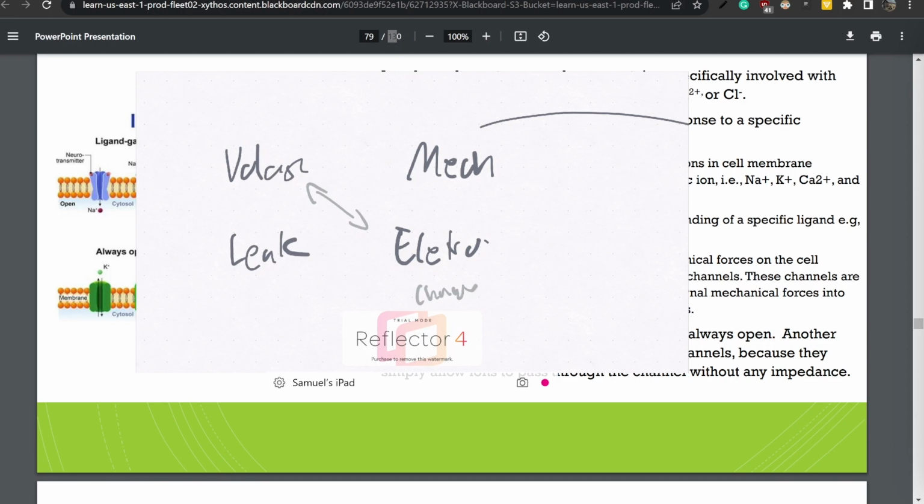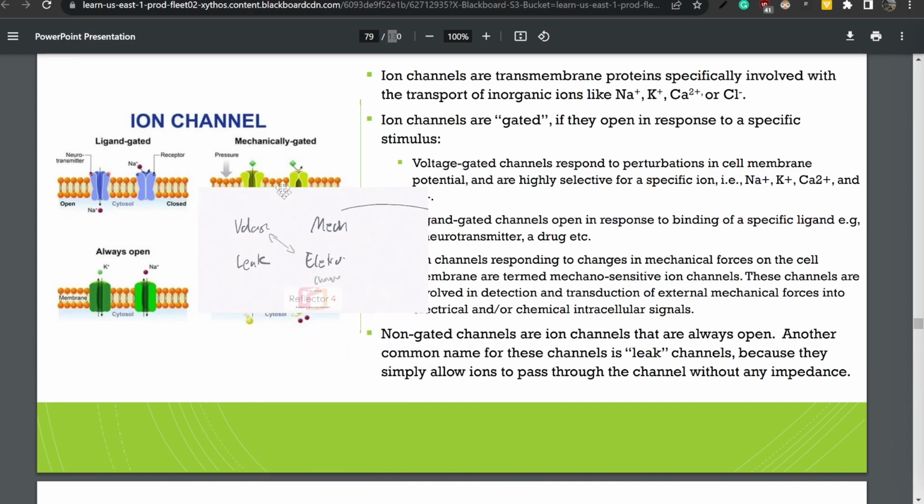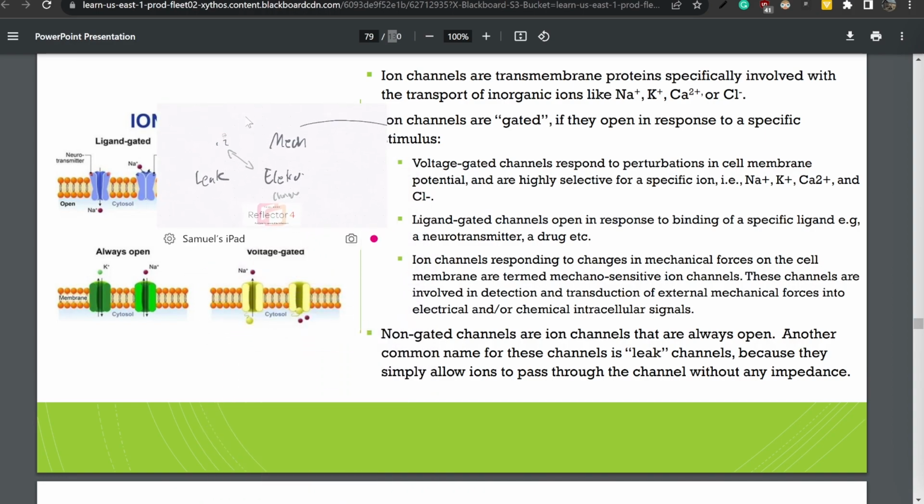Now I'm confused about voltage. I'm comparing these two that are very similar. Oh, okay, so voltage and electrical are actually the same. I was mistaken, and that's why I was very confused. So this is going to be voltage right here. And this, without looking at the slides, is going to be ligand gated. It has some sort of gate, and it needs a key to open. The key can be a neurotransmitter or whatever.